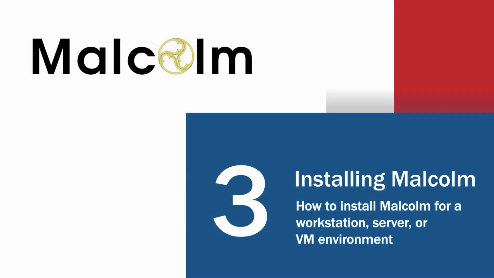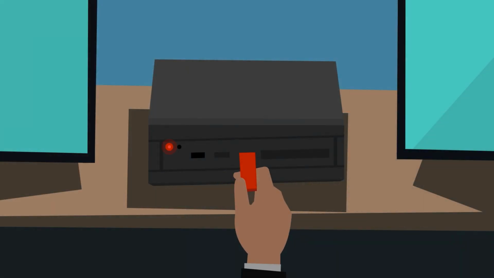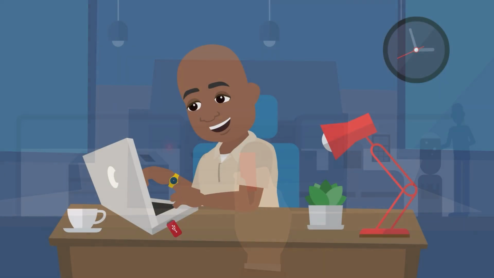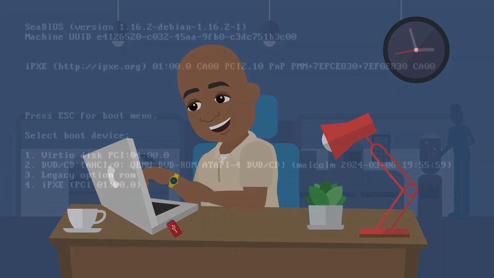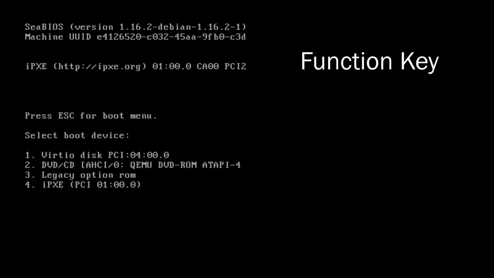How to install Malcolm for a workstation, server, or VM environment. Connect the USB thumb drive or bootable medium to the machine on which you would like to install Malcolm. Instead of booting to the regular hard drive, boot to the USB or medium containing the ISO. Most systems will require you to press a function key, such as F10 or F11, to boot a removable device.